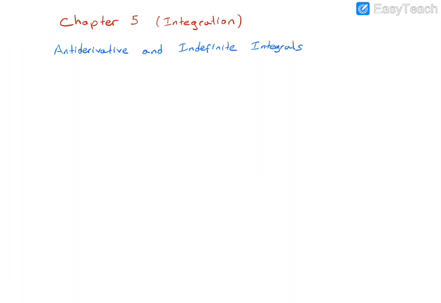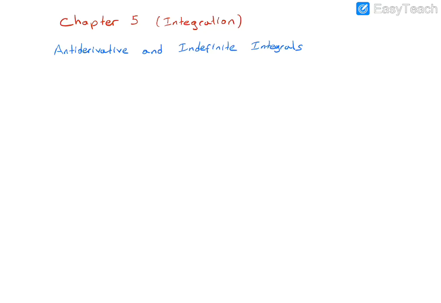Let's start chapter 5 from the section antiderivatives and indefinite integral. As you know, many operations in mathematics have reverses. For example, addition is the reverse of subtraction, multiplication is the reverse of division, and powers are the reverse of roots.